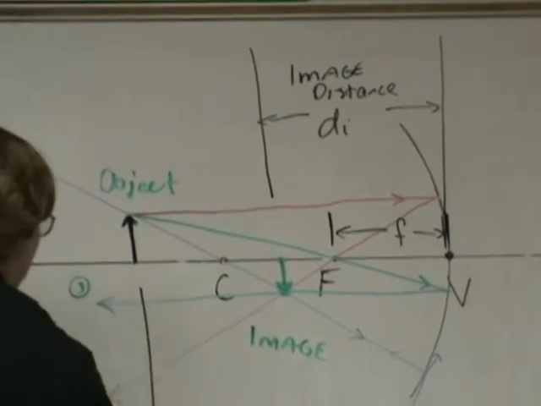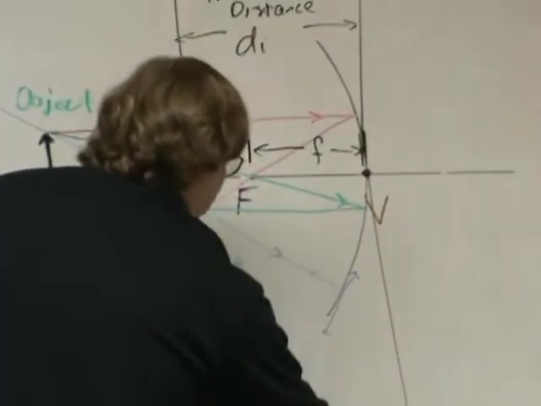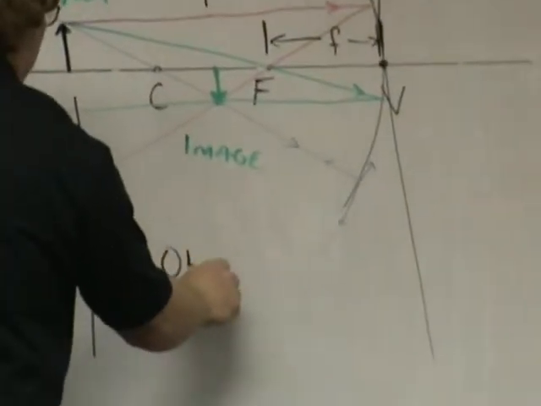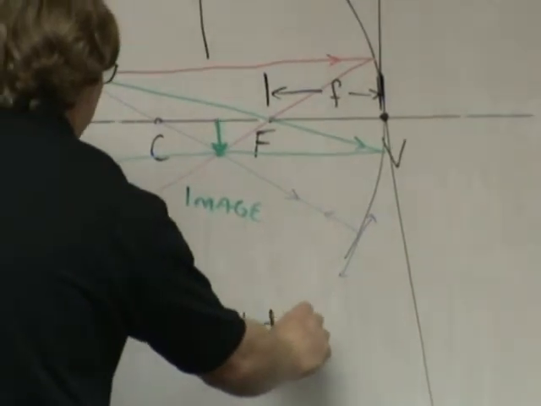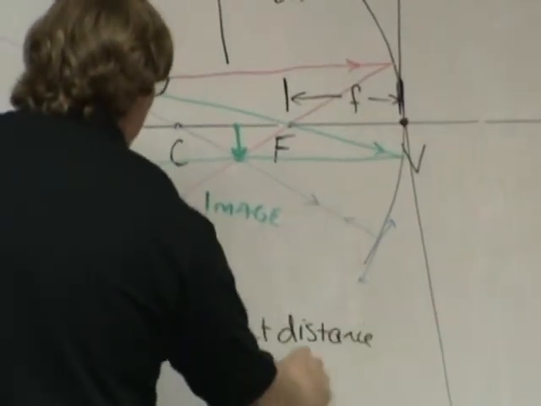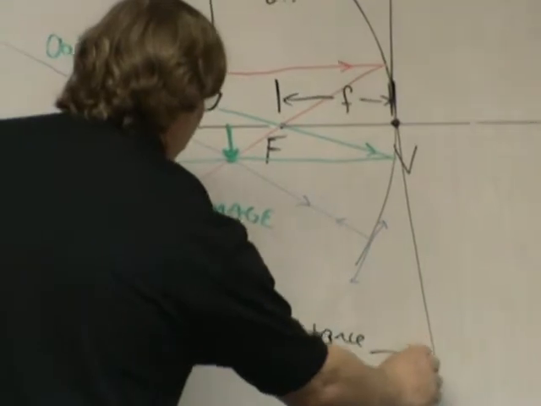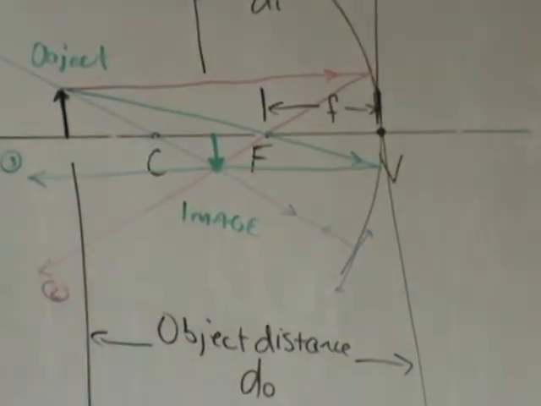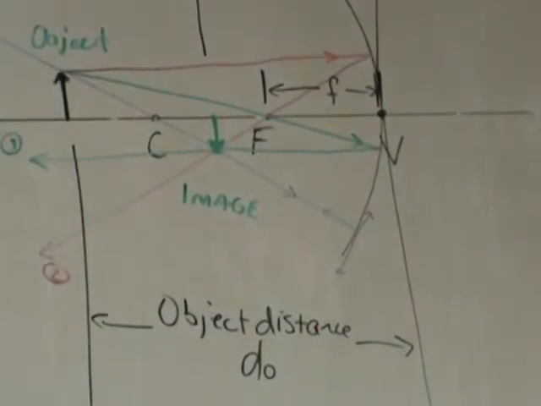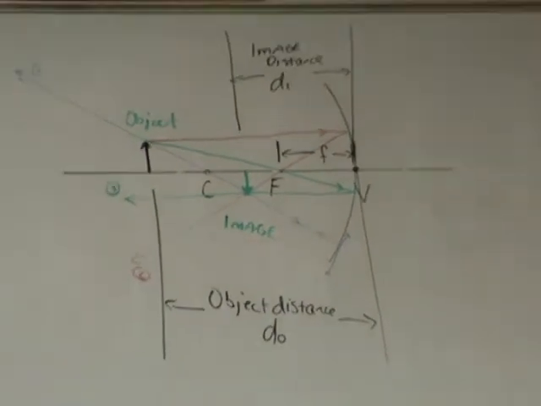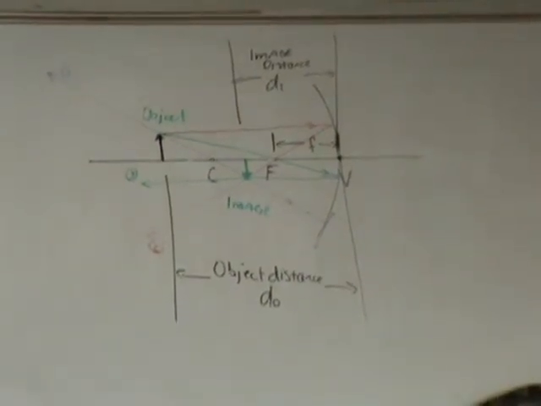And then finally, the distance from the object to the vertex, as you can imagine, is called the object distance. And it's called d sub O for short. Okay? There's a couple more distances.